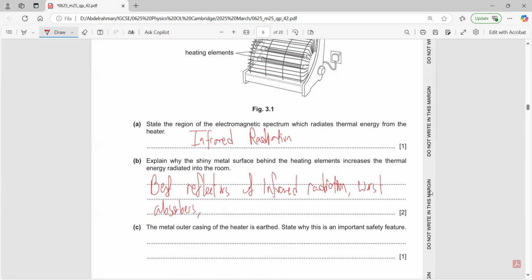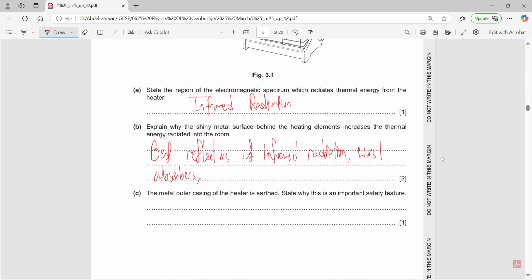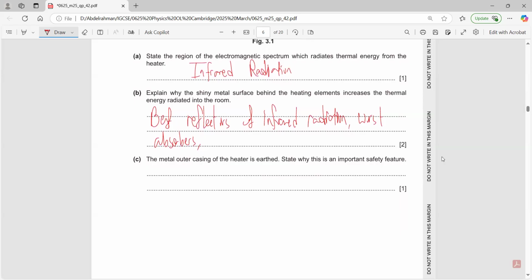You can also say that all of the energy that's falling on it will be reflected off the surface. It won't absorb that much infrared radiation.